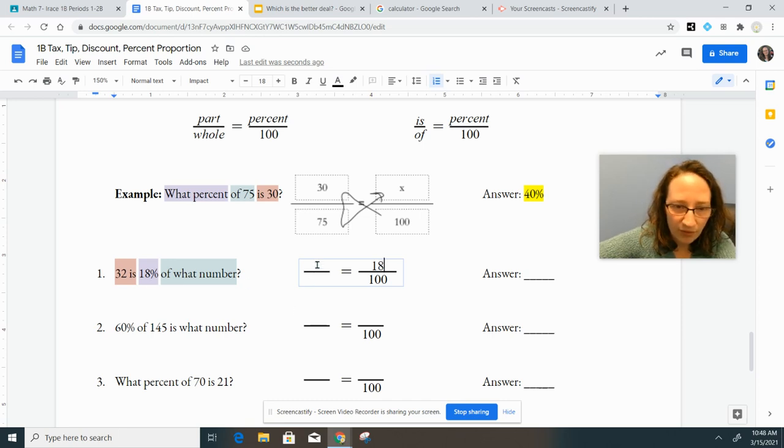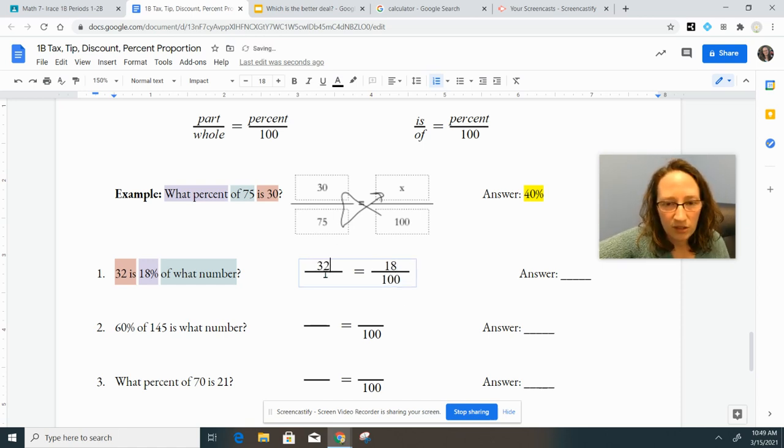Okay, so now we have two blanks over here. One of them is going to be our missing value that we need to solve for. The other is going to be filled in. Okay, so let's see, 32 is. So I need to go to my is spot, which looks like it's the top of the left side here. 32. Okay, 32 is 18% of what number? So there's my missing value. Okay, and since this isn't a drawing, I'm not going to draw in my arrows or anything there, but it looks like I'm going to do 32 times 100.